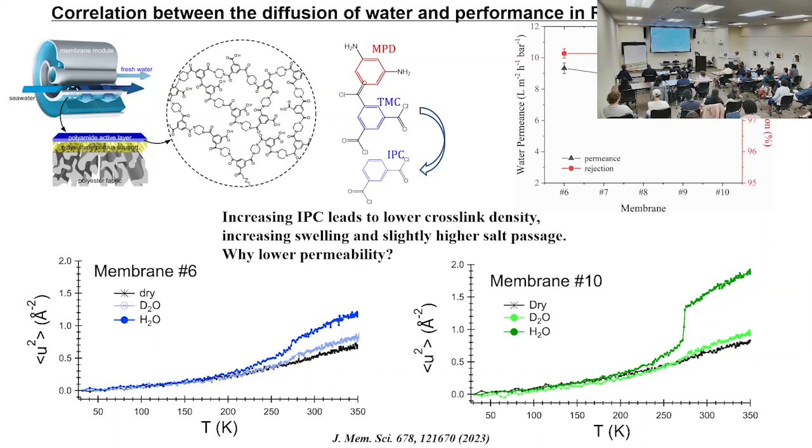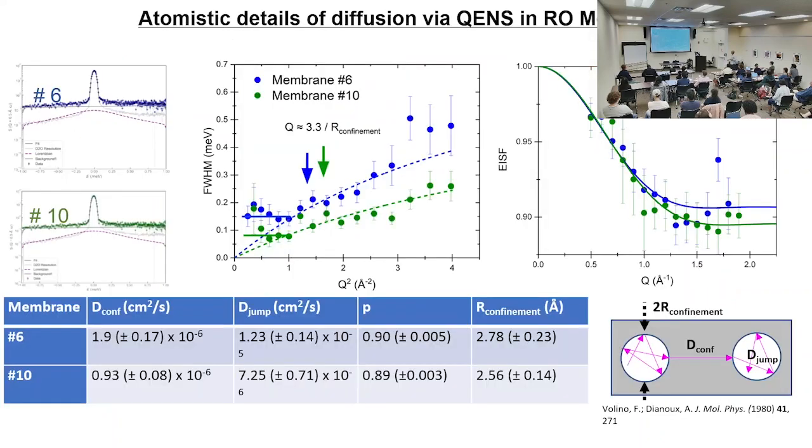However, we still don't know why lower, right? We still don't understand that. So we made full quasi-elastic measurements using time-of-flight spectrometer. And here we are looking at the dynamics of water. So what we did in this case, we hydrate them with H2O, we hydrate them with D2O, and we subtract the D2O part. So that means contributions from RO membrane, they are subtracted. So here we are looking at water dynamics only.